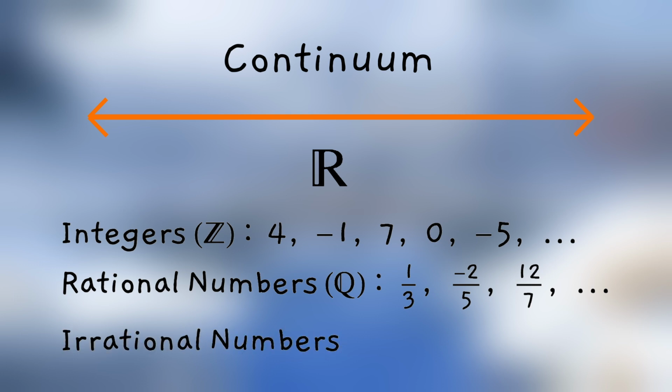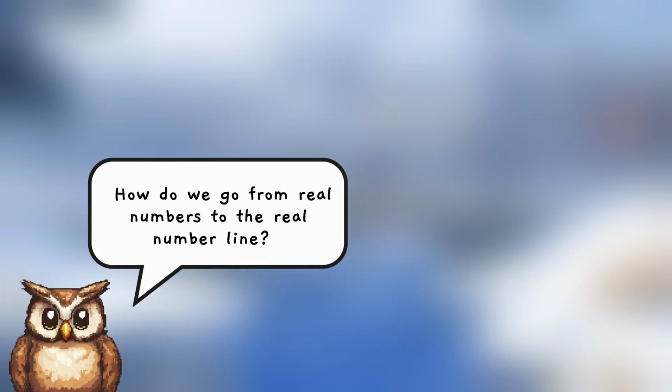And real numbers also include irrational numbers. And there isn't a special symbol for irrational numbers. These include other real numbers, decimals, such as the square root of 2, pi, -e, and so on. And so altogether, integers, rational numbers, and irrational numbers, these are the real numbers. And these are all the numbers that can be written as a decimal. So how do we go from the real numbers to the real number line?